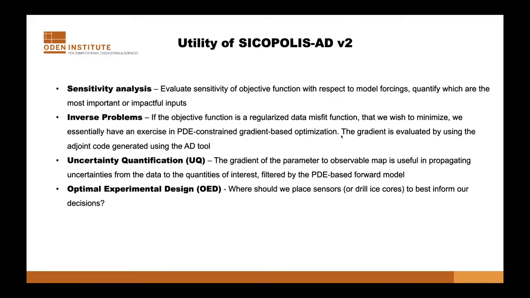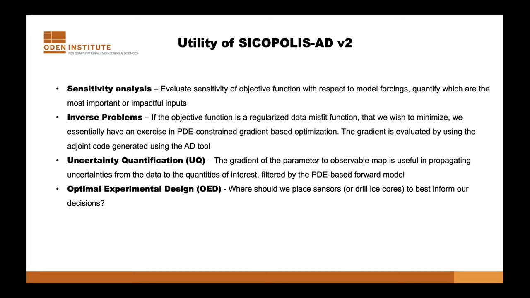Furthermore, once you have your calibrated parameters, you would probably want to infer how uncertain your calibration is, and quantify some uncertainties around this optimal set of parameters. Even that is made possible by this tool. The gradient of the parameter to observable map is useful in this case in propagating the uncertainties from the data to the quantities of interest, filtered by the PDE-based forward model.